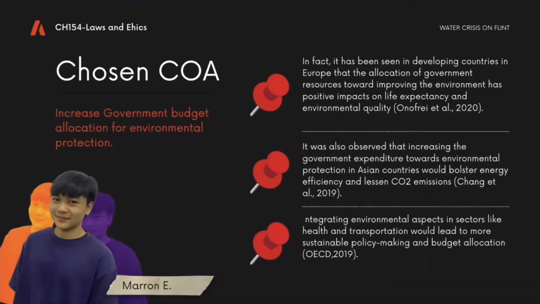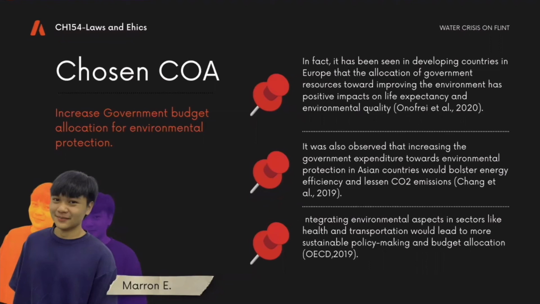For our chosen course of action, we suggest that the government increase their budget allocation for environmental protection. Government budgets seem to always underallocate their budget towards the environment. And the addition of regulations toward environmental protection can also be of help, although politicians seem to always find ways of bending rules or finding loopholes. Thus, we suggest that the government increase their budget towards environmental protection.